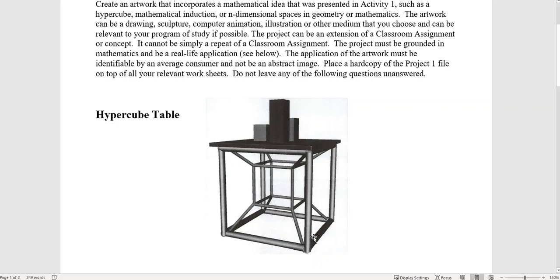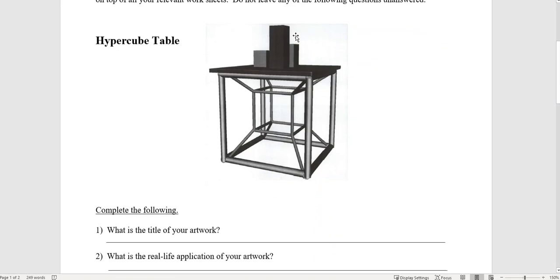But this again is the mathematics of it, right? The hypercube. So a very basic idea. And it's identifiable as a table. So that's my real life application. And I think everybody can see it's a table and so on. So yeah, that's pretty obvious.